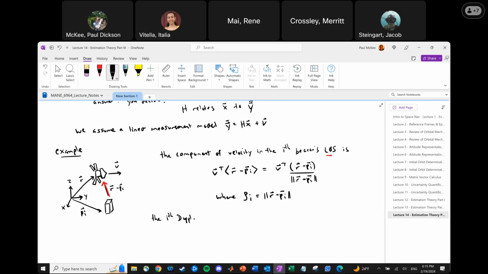The ith Doppler measurement is delta f_i equal to negative 2 times the transmission frequency over c, times v transpose (r minus p_i) divided by the norm of r minus p_i. So all it is is the velocity component times negative 2 transmission frequency over c. So nothing too arcane. Might look a little weird when you see it for the first time.